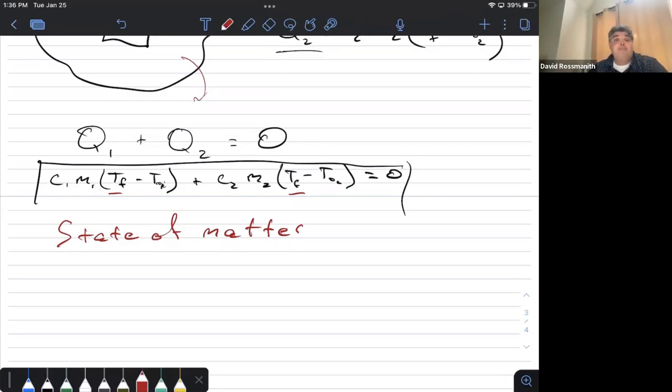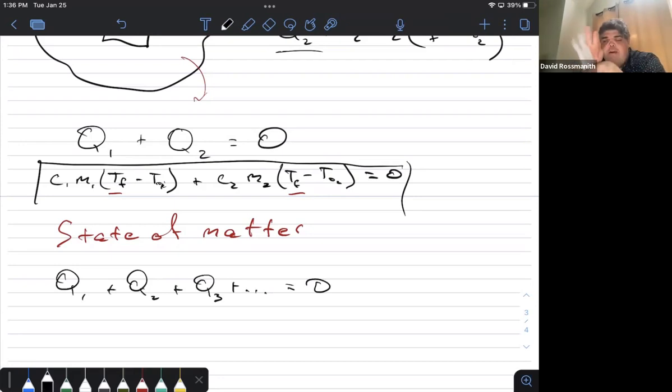You're given a system, some number of objects in the system, and you know all the information about all the objects. You're going to set up the equation. Basically, every time you're going to have some Q1 plus Q2 plus Q3, dot, dot, dot, as many as you have in your problem, and set it equal to zero. So the big thing for you to be able to do is to read the problem, think about all the pieces that are in my system that are important, and figure out what they all are. And that's your Q1, Q2, Q3.